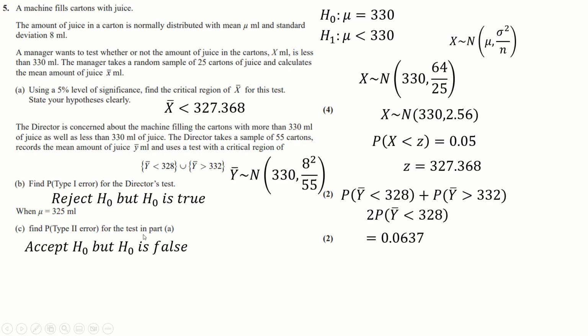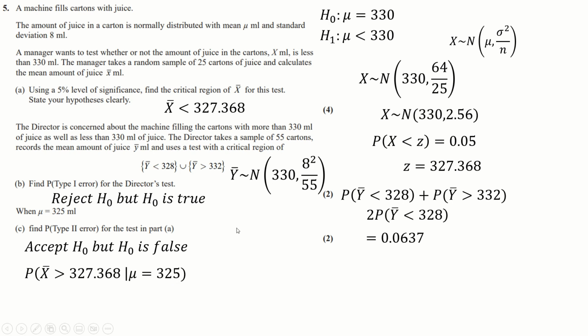We will accept. Now we need to change because we know mu is 325. So it's the probability that we're bigger than this critical value here, which was the value, remember, we agreed that if we were less than that, we would reject H0. So to accept H0, we need to be bigger than that. However, mu is now 325 because it tells us that.